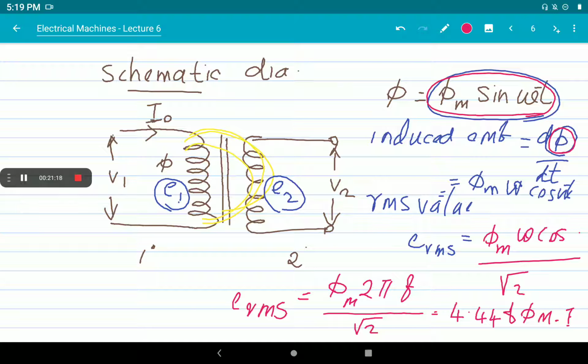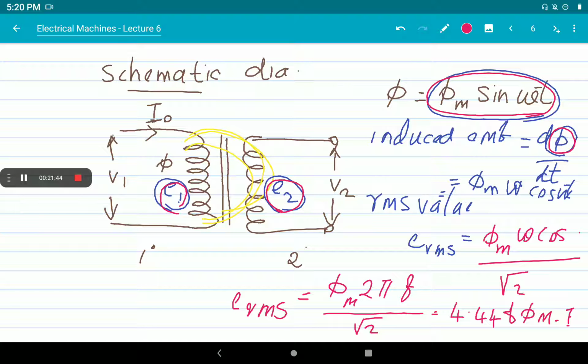So according to Faraday's law, if there is a rate of change of flux, it induces an EMF in that winding, and also if there is any nearby winding, by mutual induction there will be another induced EMF, mutual induced EMF. So the self-induced EMF of the primary winding is E1. The mutually induced EMF produced in the secondary winding is E2.